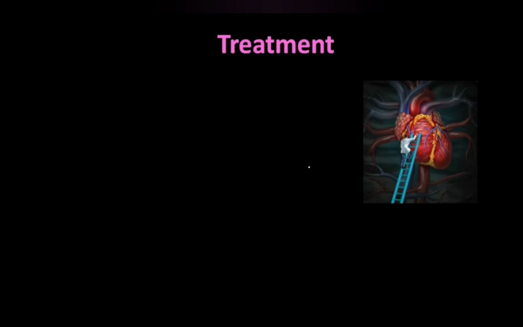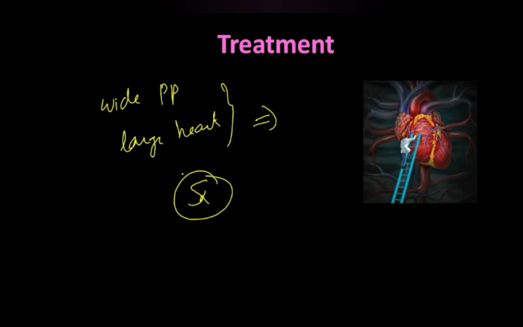Coming on to treatment, when we talk about the severity of patent ductus arteriosus, whenever the child has wide pulse pressure or a large heart, it means that the severity is more. When the severity is more, how can you treat it? Basically it is surgical management. Surgical management is mainly ligation, or you can do transcatheter closure, which can be done using coils, buttons or plugs.